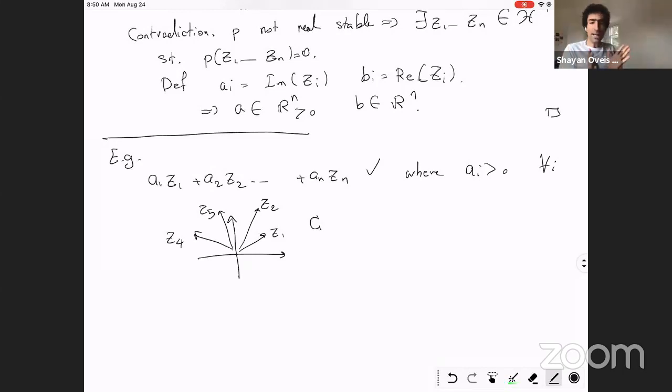Now, when ai's are positive, I'm basically taking a convex combination of these vectors pointing to the upper half complex plane. If you take a convex combination of a set of vectors pointing to the upper half complex plane, you still get something pointing to the upper half complex plane, which is not zero. So if you take a convex combination of these, you get maybe something like this. It still has positive imaginary value and cannot be zero.